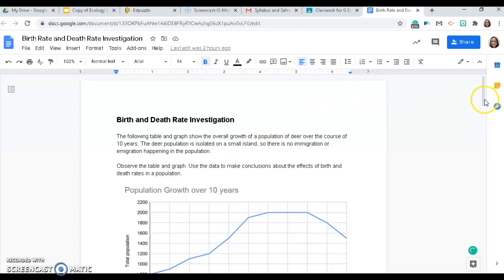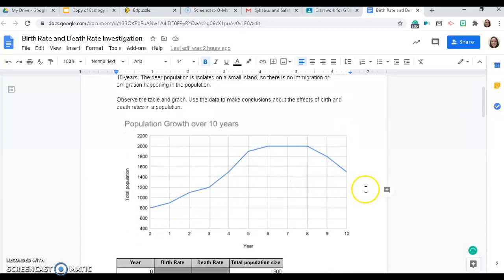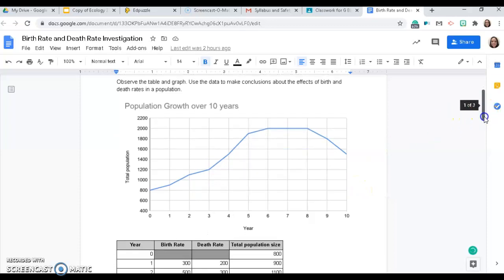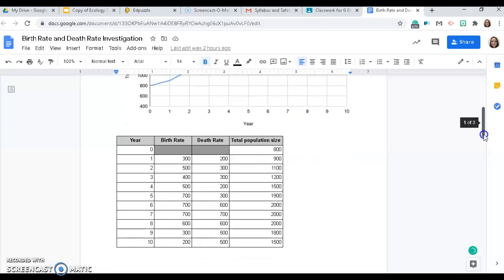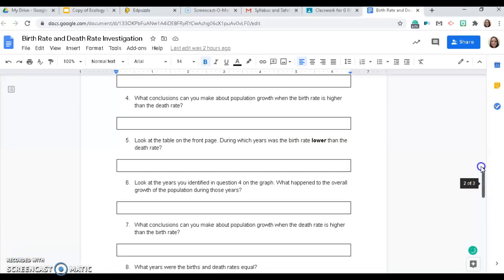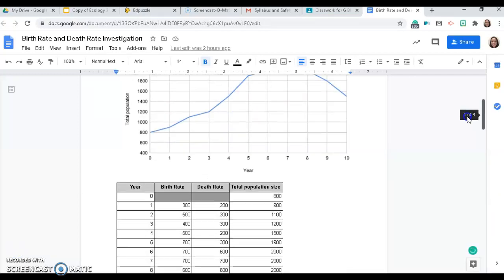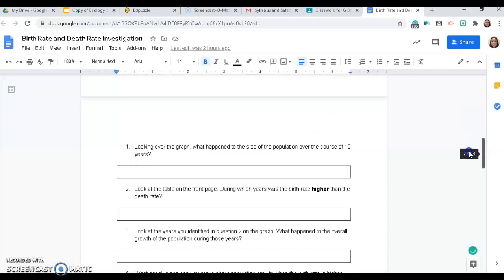So I've included a graph that shows the total growth and decline of the population over the course of 10 years. And I've also included a data table. The data table shows the birth rate, how many births in a year, how many deaths in the year, and then what happened to the overall population size. So you are going to need to look at both the graph and the data table in order to answer the questions.